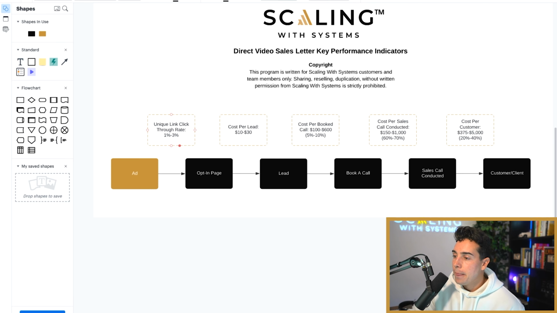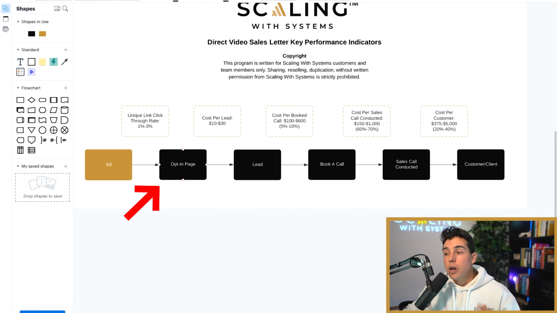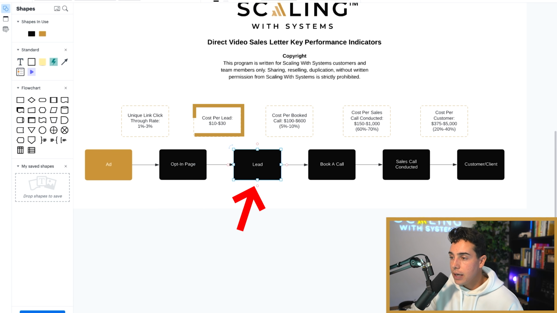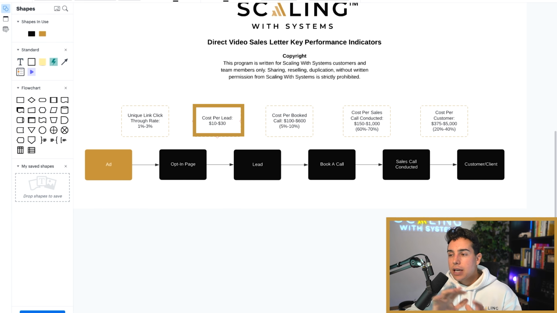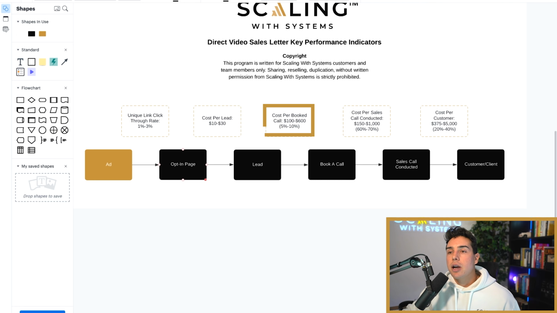The next thing is, we typically send them to an opt-in page where we capture their name, email, phone number, and they become a lead. And the typical cost per lead is anywhere from $10 to $30. And that's because a good opt-in page converts at like 15 to 20%. So if we can get a cost per lead of $10 to $30, then we're in the green. We know that then, based on our typical sales page conversion rate, we can have a cost per booked call anywhere from $100 to $600.